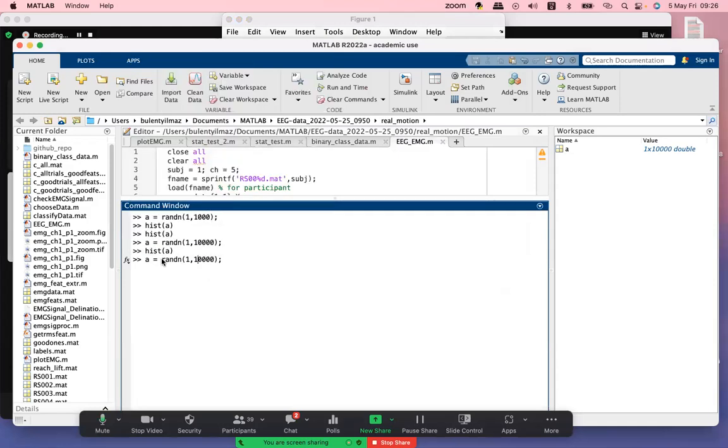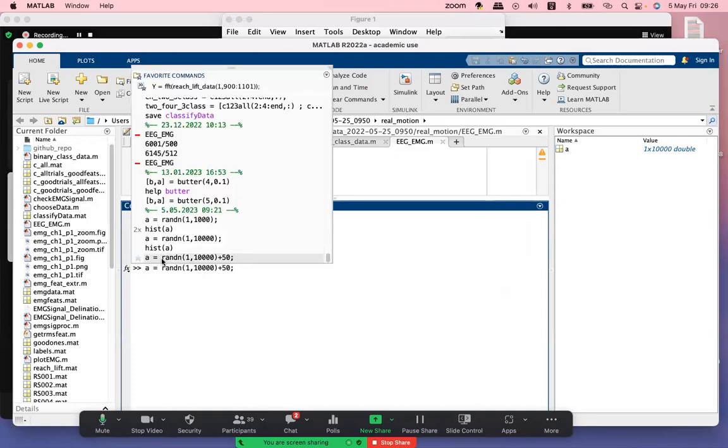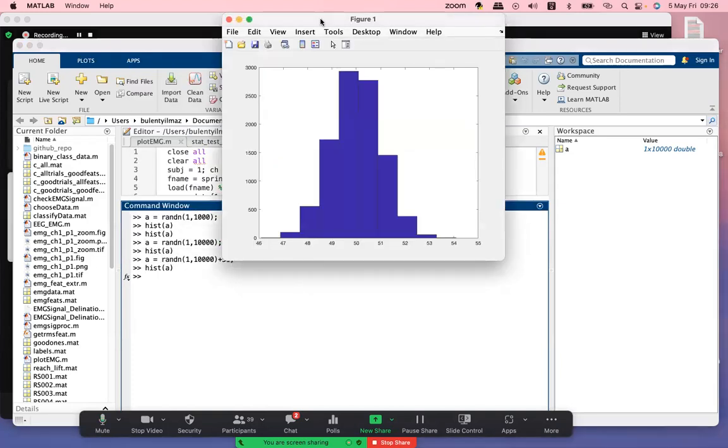I'm going to generate 10,000 numbers, and then I'm going to add 50 to each number, and then plot the histogram again. Now the mean is 50. That means the distribution is around 50. 50 is my average number, and still the variance did not change. You see, the spreading of the data points has not changed too much, right?